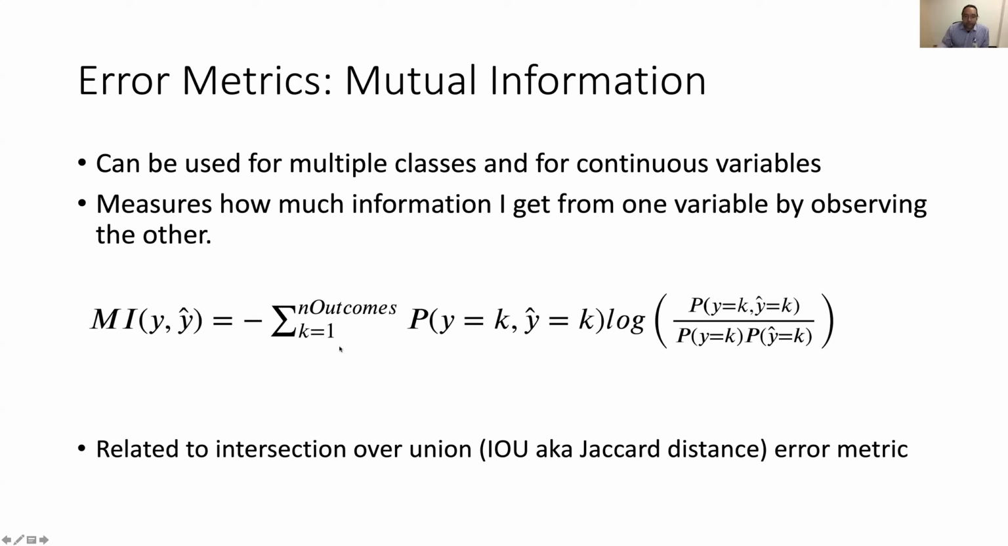And the way to calculate it is that you loop through all the possible outcomes, right? 1 to n type of outcomes. And then you say, okay, what is the probability that the actual label was this case outcome, and the predicted label was also that same outcome? So what is the probability, across all of my samples, that they were both saying the same thing, the same label?